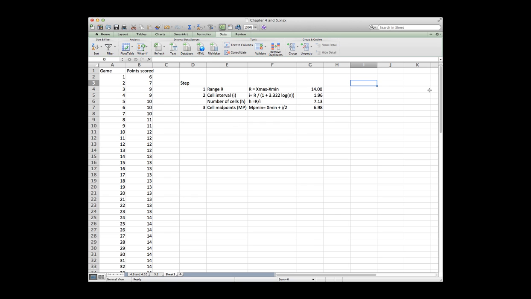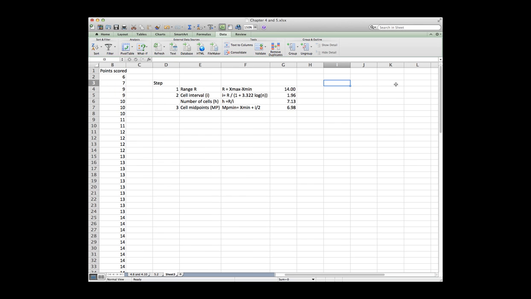Let's go ahead and start creating a table here that'll have the data for each of these cells. And let's put the midpoints in here. So the first midpoint will be 6.98. To get the second midpoint, all we have to do is select the 6.98 and add 1.96, the cell interval. I'm going to drag this down and we'll have all seven cell midpoints. Put the number sign here and this should drag down real easy.